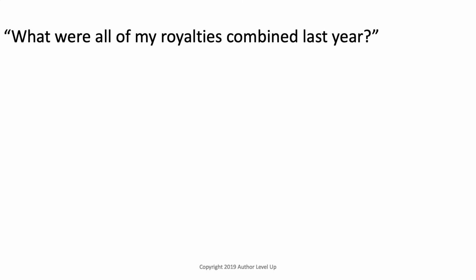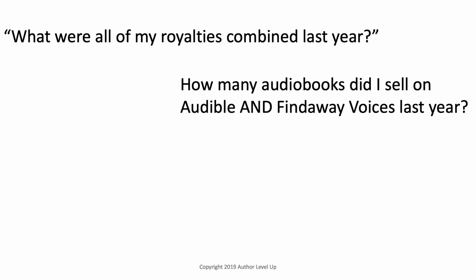You can use Book Report to find Amazon, but what about Kobo? What about Barnes & Noble? Do you want to add all those together up on a spreadsheet? What if you want to break down by book? How are you going to do that? Maybe there's a solution. How many audiobooks did I sell on Audible and Findaway Voices last year, right? Well, you'd have to combine those spreadsheets to find that data.